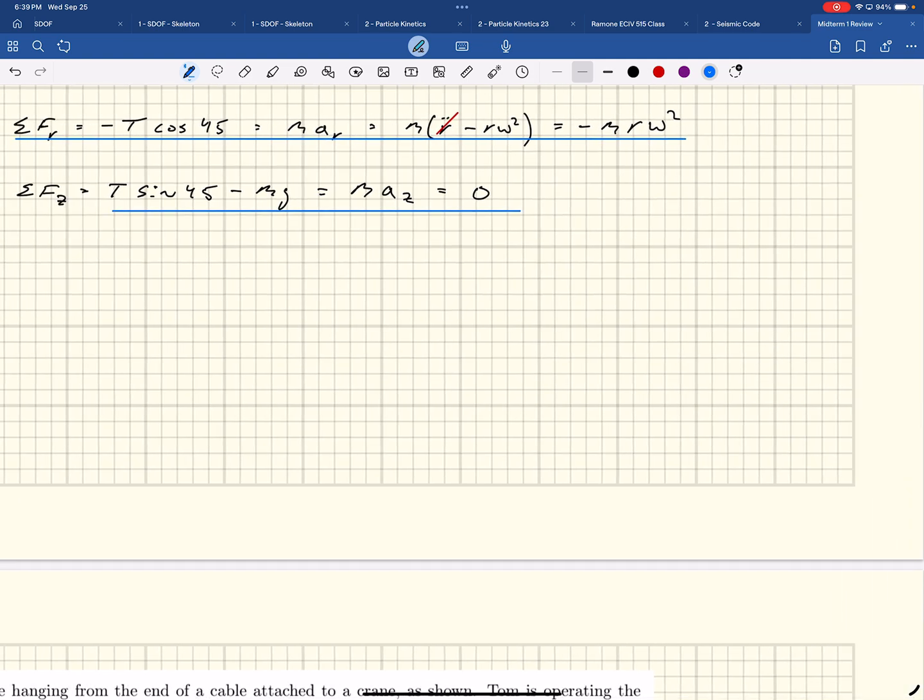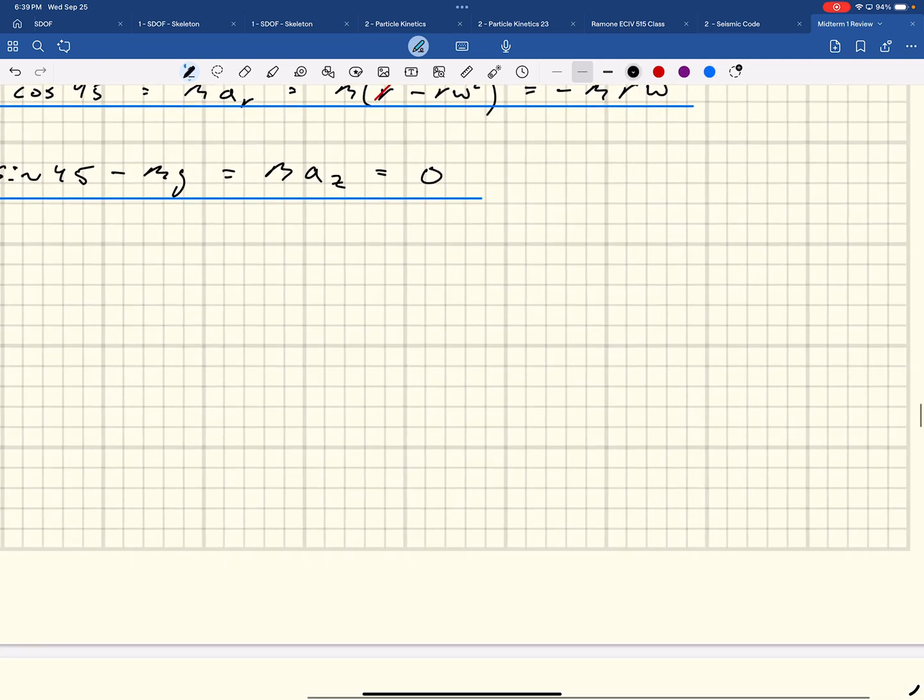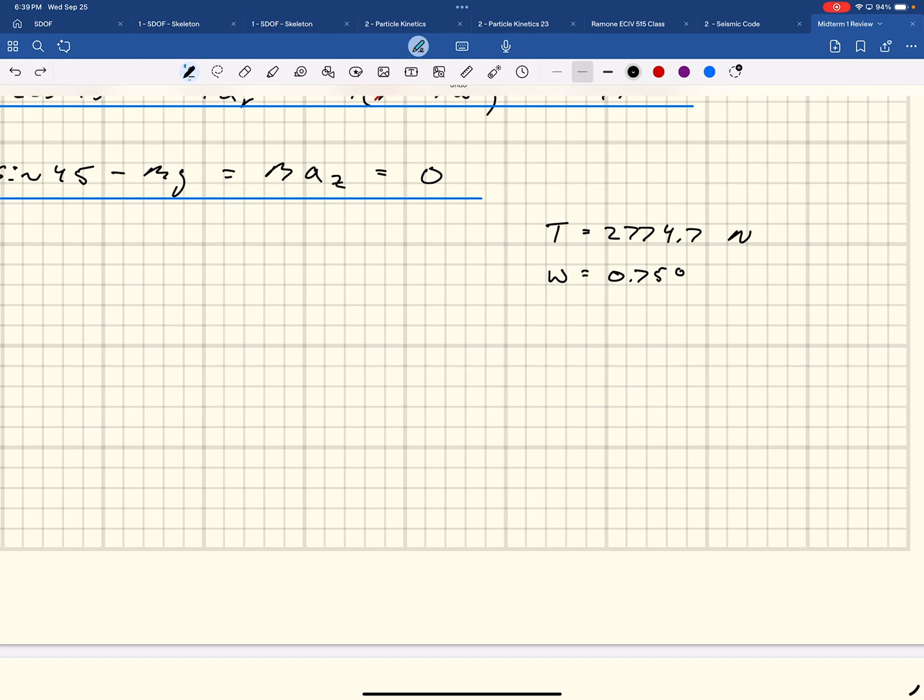Okay, so you plug that in there, and you get my tension force is equal to 2774.7 newtons. And then again, I'm really bad with units. I just make sure I put everything in terms of newtons and meters and seconds. And if you can't do it, then be careful.